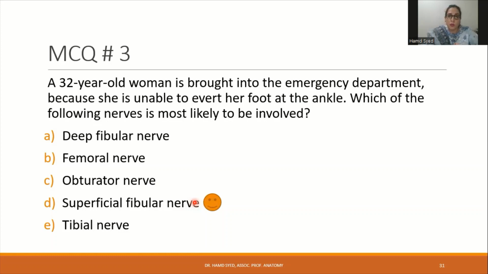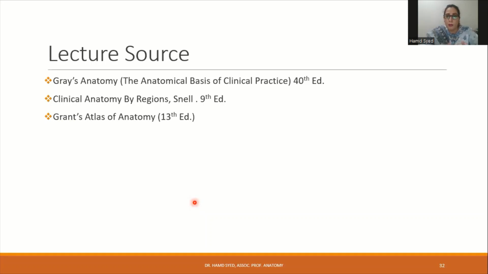So these MCQs were not just from the medial compartment of thigh, but also inclusive of the general gross anatomy of the leg. And I hope this helped you understand this topic in a much better way. I will be coming again with more lectures about the other compartments of the thigh and the leg region, and we will be continuing this discussion.